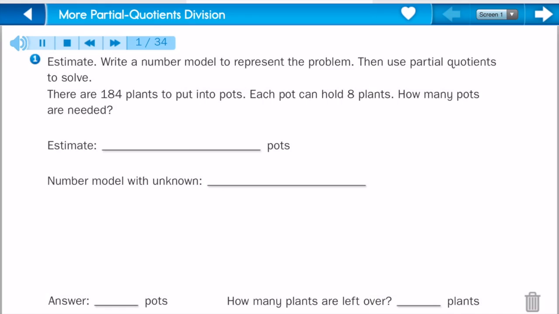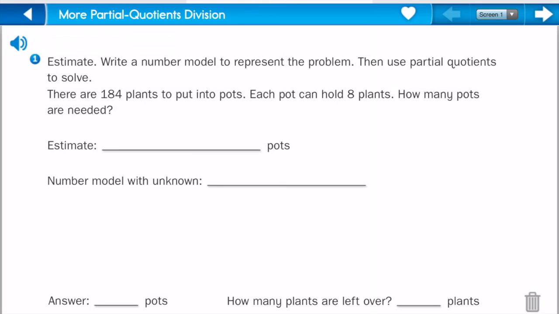More partial quotients division, problem 1. Estimate. Write a number model to represent the problem. Then use partial quotients to solve. There are 184 plants to put into pots. Each pot can hold 8 plants. How many pots are needed? Estimate: blank pots. Number model with unknown. Answer: blank pots. How many plants are left over? Blank plants.